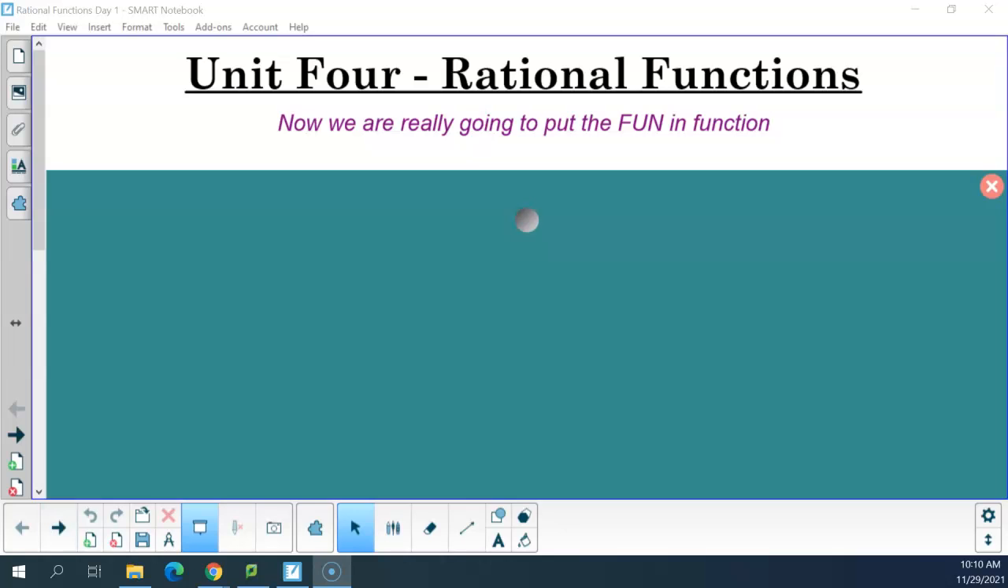You might also hear me refer to this just as the rational functions unit, but really it's unit four because it's the fourth unit that we're doing. But they're interchangeable. Okay?